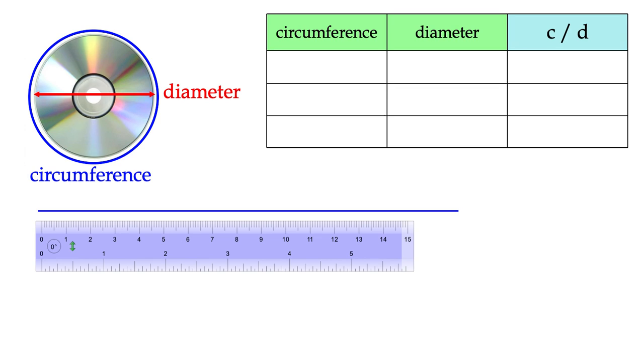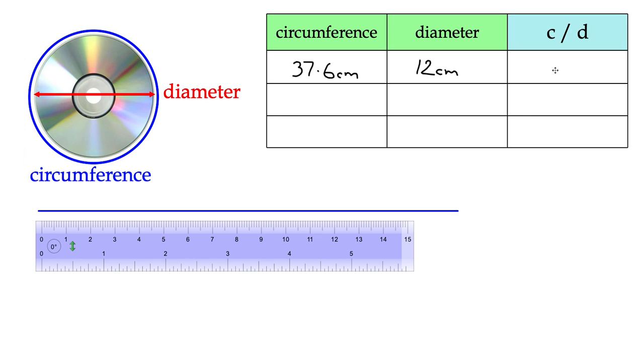So for instance, for me, I measured the circumference all the way around this CD as 37.6 centimeters. The diameter all the way across I measured as 12. Try and do it to the nearest millimeter, so kind of one decimal place. If it's an exact number, that's fine. So I've got 37.6 centimeters all the way around, and I've got 12 centimeters across.